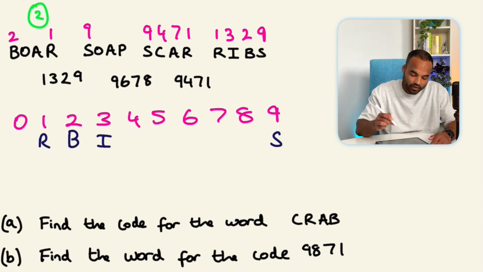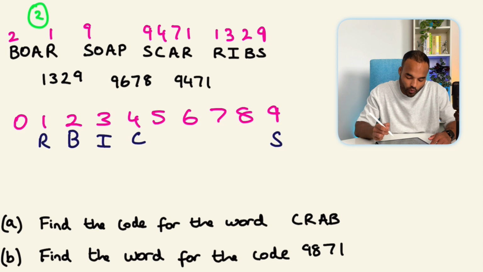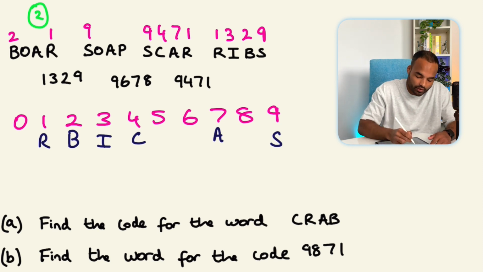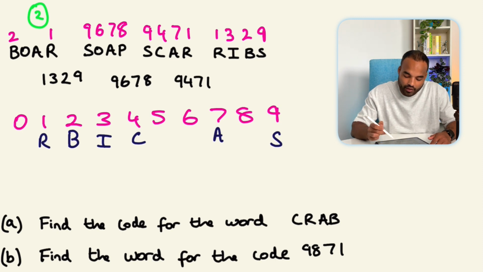So C is represented by the number 4. A is represented by the number 7. And I think that's it for now. That means that 9678 must be for the word soap. So we can come back to soap and say 9678. And again, you can go back down to your number box and start filling that in.